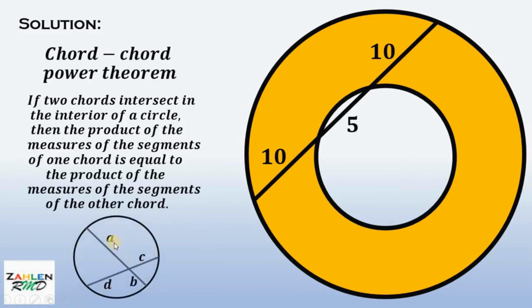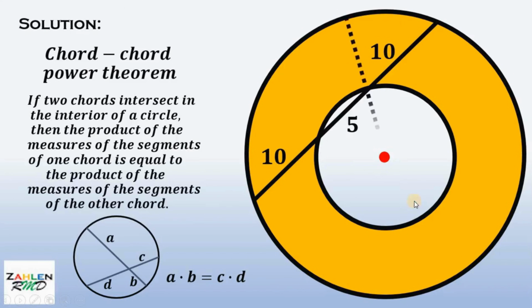So in this figure, we have two chords intersecting at the interior of the circle. Now, one chord is split into two segments, which are A and B, and the other chord is split into C and D. It follows that using the chord-chord power theorem, A multiplied by B is equal to C multiplied by D. Now, to use this theorem, we need to find the center of this circle.